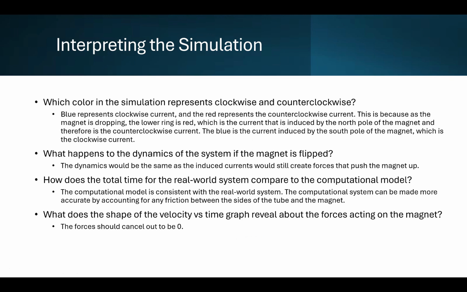What happens to the dynamics of the system if the magnet is flipped? The dynamics would be the same as the induced currents would still create the forces to push the magnet up. So there would be no change in the dynamics of the system.